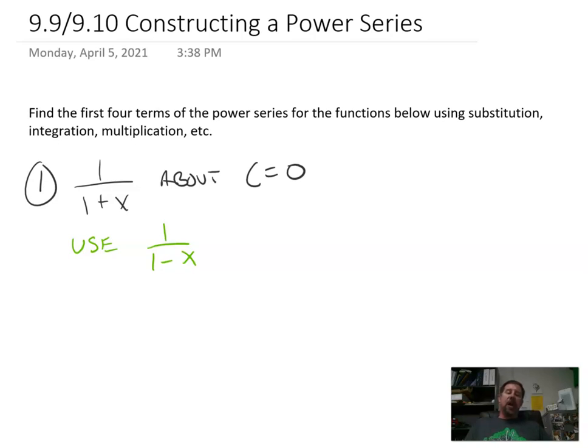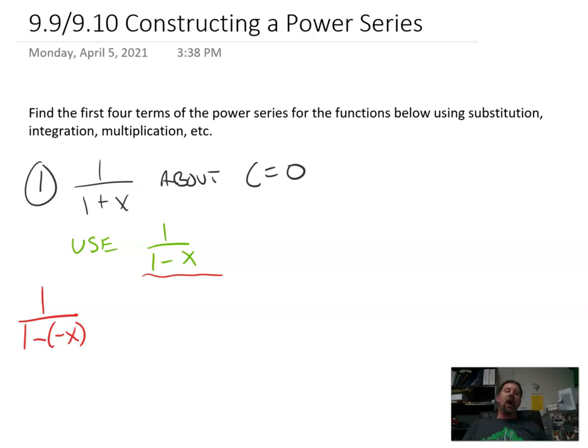And so what I'm going to try to do is make the one we're given look like the one that we know. So instead of that plus, I'm going to have a minus sign. The way that I could rewrite this is 1 over 1 minus a negative x. That's still 1 plus x, just written in a different form, but now it's in the same form as the one that I know.